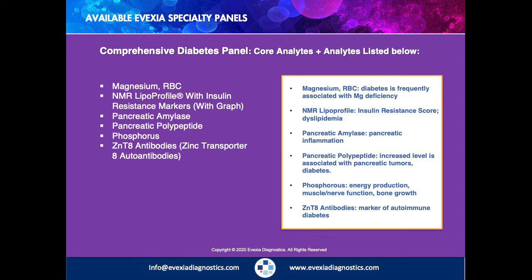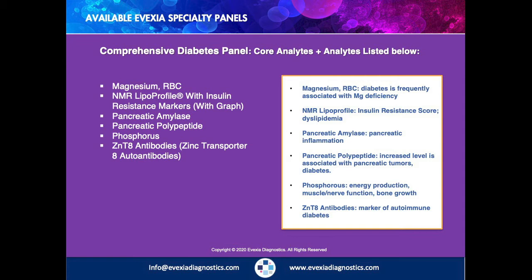Next is the analyte pancreatic amylase. Now, amylase is primarily produced by the pancreas and also produced by the salivary glands. And measuring pancreatic amylase activity is of value in diagnosing pancreatitis and other pancreatic disorders. So it's looking for any inflammation in the pancreas. Next analyte is called pancreatic polypeptide. Now, this analyte supports a diagnosis of pancreatic endocrine tumors.